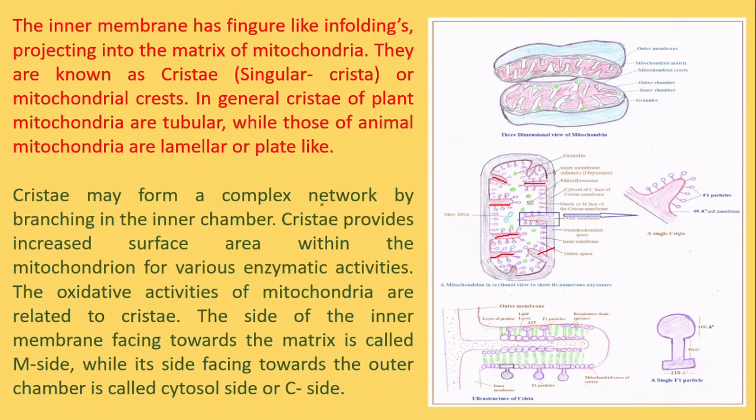Cristae may form a complex network by branching in the inner chamber. So here you can see the network-like structure formed by these cristae, and the cristae provide increased surface area within the mitochondria for various types of enzymatic activities. Due to the cristae, a large area is available for different types of enzymatic activities. The oxidative activities of mitochondria are related to cristae. Oxidative activity means synthesis of ATP, or the process of respiration, which takes place due to these cristae.